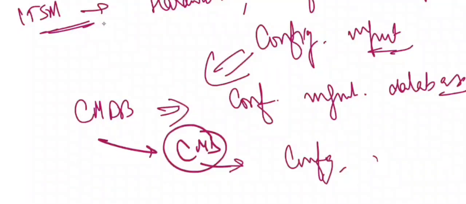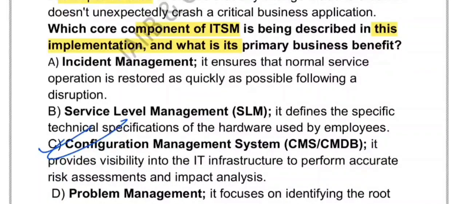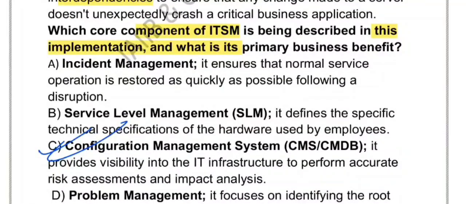So what is the correct answer to this question? Yes, you are thinking correctly. That's called configuration management system. This is a single source of truth. It stores configuration items like server, application, hardware, database, network device. It also stores the relationships. For example, this database runs on this server and supports payroll. What is the benefit? Impact analysis. Before making a change, IT can ask, if I reboot this server, which business service will be affected? It helps in risk reduction. It helps in service-centric thinking.